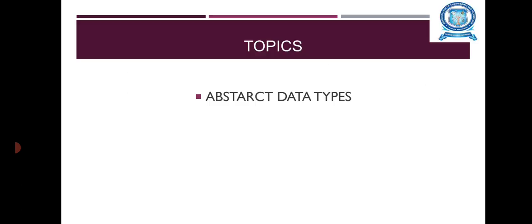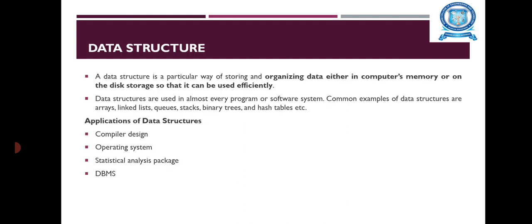In this video, we are going to discuss abstract data types. First, data structure. A data structure is a particular way of storing and organizing data either in a computer's memory or on disk storage so that it can be used efficiently. Data structures are used in almost every program or software system. Common examples of data structures are arrays, linked lists, queues, stacks, binary trees, hash tables, etc.